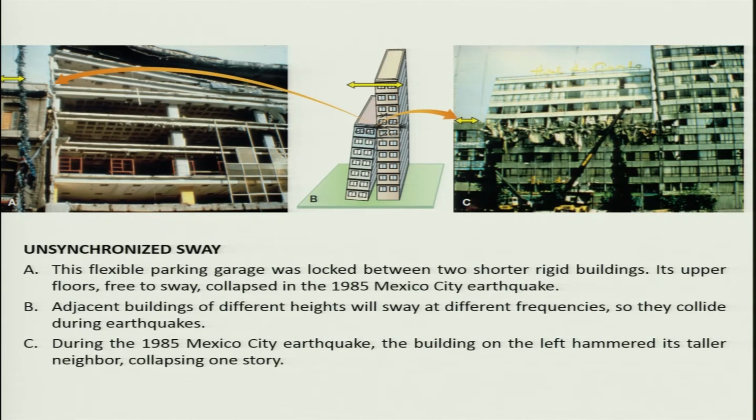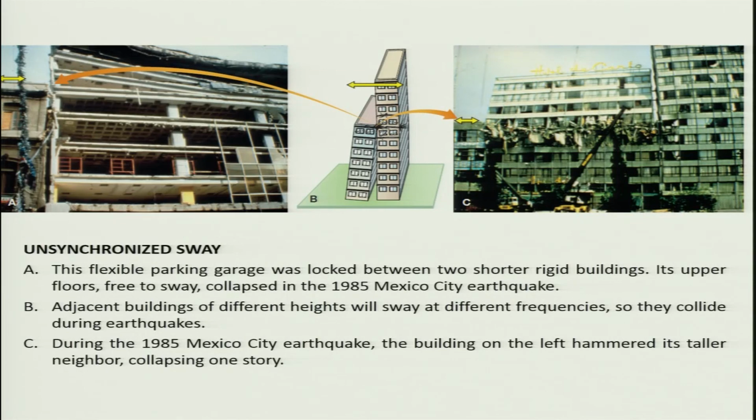Now, another issue usually faced, as we discussed, is that different buildings will sway at different frequencies. The shorter building will have a different sway, and the larger one will have a different sway, because it will sway more and much more area will be covered. So, if you have two buildings sitting close to one another, then you will have what we call the pounding effect, and that will also result in damage.